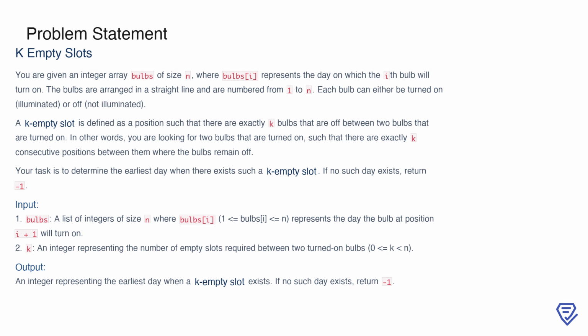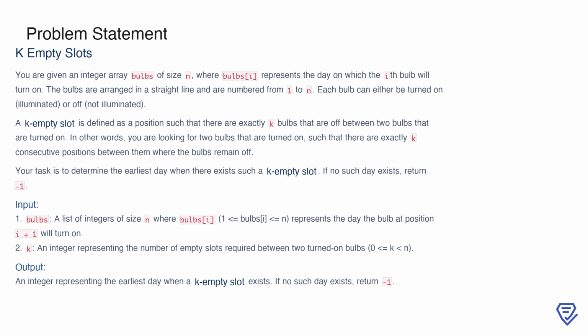The central goal of this problem is to find a specific pattern called a K-empty slot. A K-empty slot occurs when two bulbs are turned on, and there are exactly K positions between them where all bulbs remain off. Your task is to determine the earliest day when this condition is met. If such a day doesn't exist, the function should return -1.